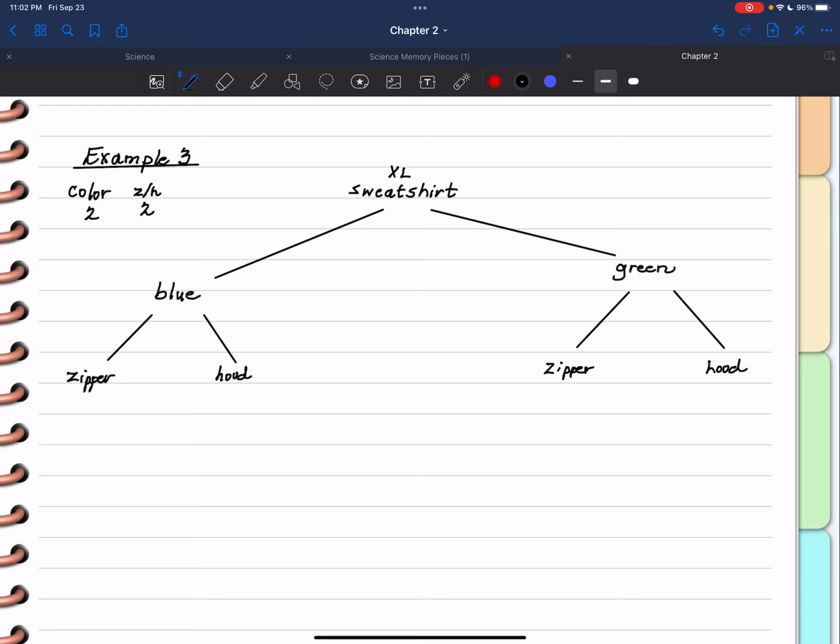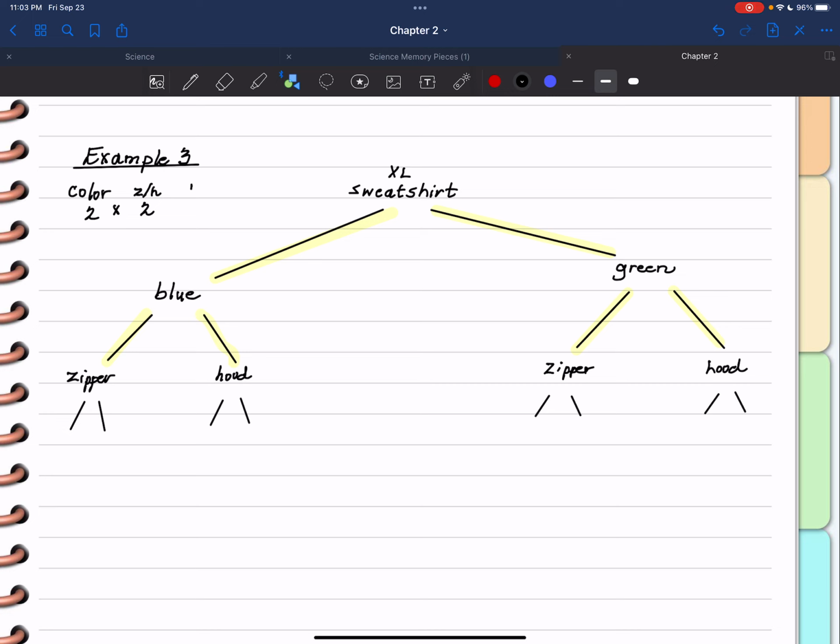Okay. What is 2 times 2? 4. So we have 4 branches at this stage of the game. Originally, we just had the 2. Now we have 4. Then once you choose zipper or hood, you have to choose logo or no logo. So logo or no, logo or no, logo or no, logo or no.